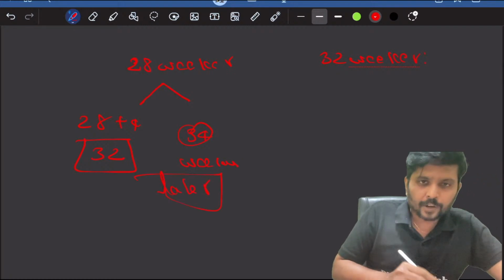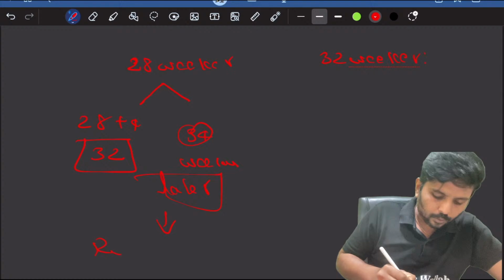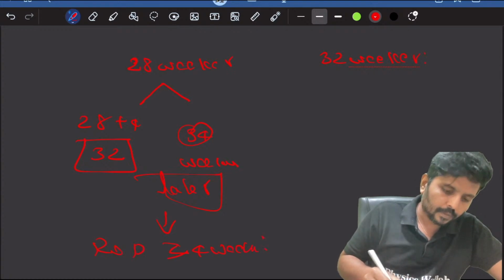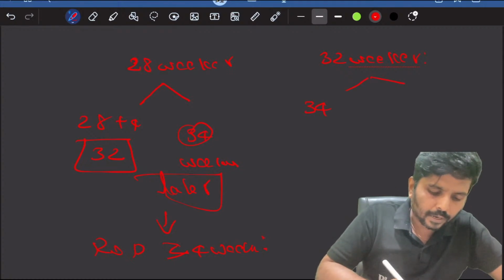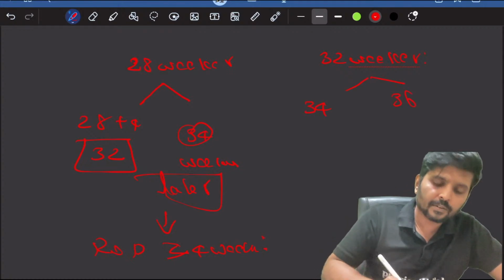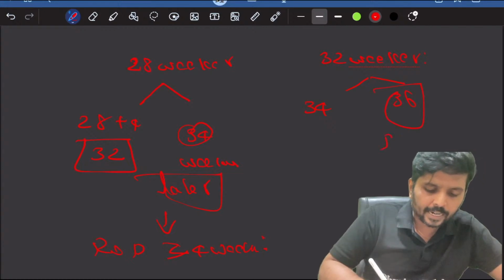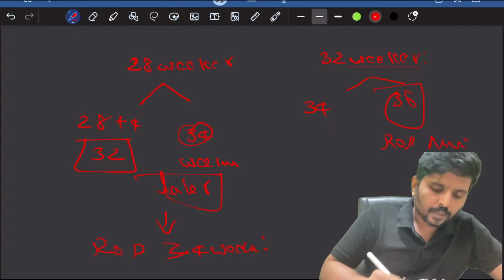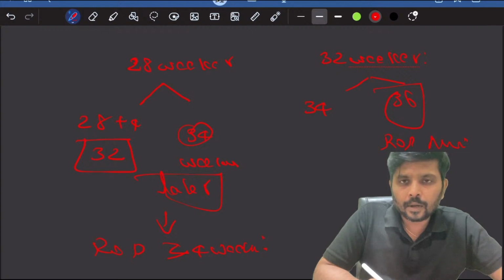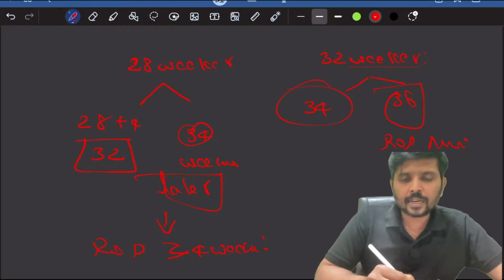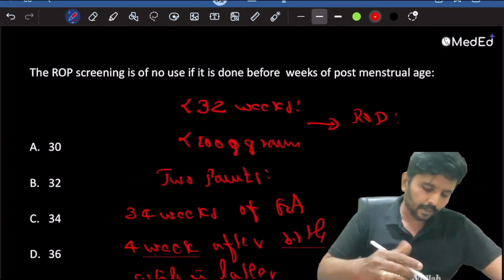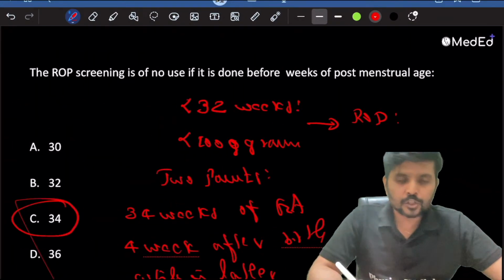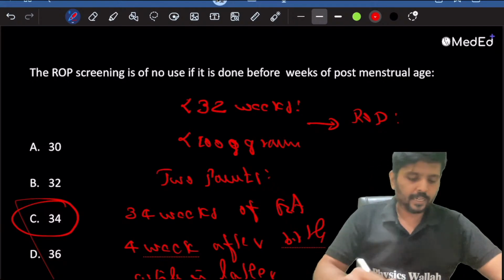So what should I do? For a 28 weeker, I need to do ROP screening at 34 weeks. For a 32 weeker, again I have a choice: 34, or 32 plus 4, 36, whichever is later, 36 weeks. I need to do ROP screening. So by and large, 34 weeks is the time by which you need to do ROP screening.